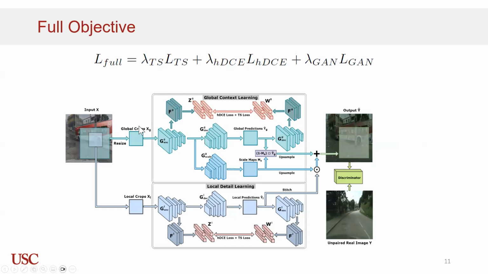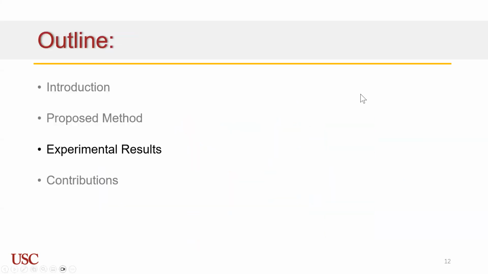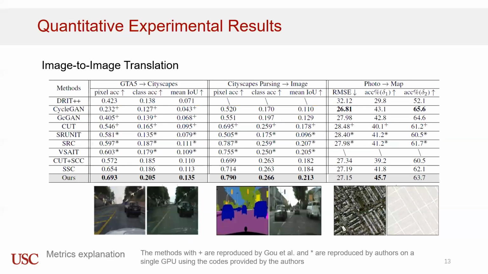So our full objective will be that first we use the TS loss in the shared embedding space to reduce the semantic distortion, and we also use the HDCE loss to reduce the NPC effect. And finally, we also apply the GAN loss to learn the attributes from the real target images. So this is our full loss function. And then I'm going to introduce the experimental results.